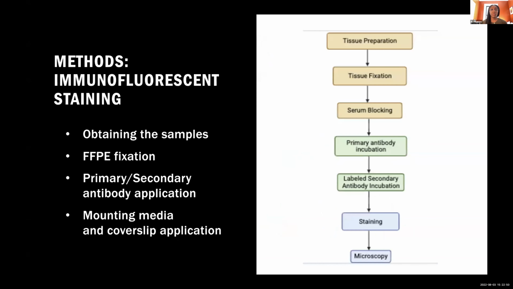So the method that we used for this project was immunofluorescent staining. The first part of that is to obtain the samples that were donated to us by the University of North Carolina at Chapel Hill Hospital. We then fixed the tissue in FFPE, which preserved the samples. After fixing the tissue and applying it onto a slide, we applied the primary antibody, which we allowed to set overnight, and then applied the secondary antibody the next day, which we allowed to set for an hour. After those were both applied, we applied a mounting media using Vectashield with DAPI and applied the cover slip for imaging.